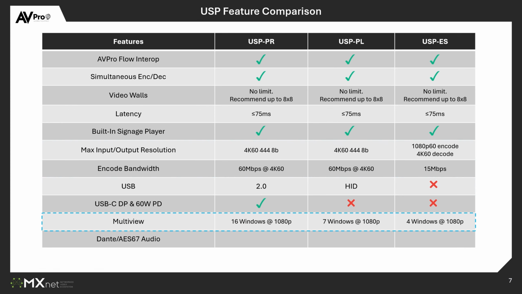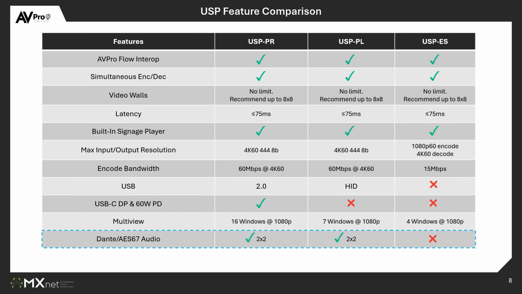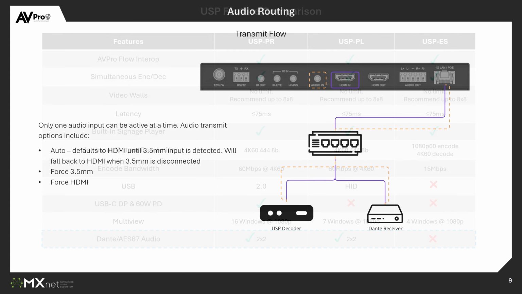Multi-view processing is a feature that is included on all three USB models. The difference is in the amount of windows that can be simultaneously viewed. On the Essential, it's up to 4 windows, on the Plus, it's 8, and on the Pro, it's 16. Last but certainly not least is networked audio. The Plus and the Pro models feature 2x2 Dante or AES67 capabilities, allowing them to both transmit or receive audio from external sources, DSPs, or amplifiers.